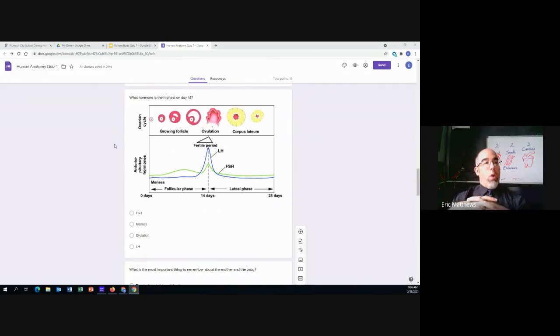Next, what hormone is the highest on day number 14? Is it FSH, menses, ovulation, or LH? So what hormone is the highest on day 14?